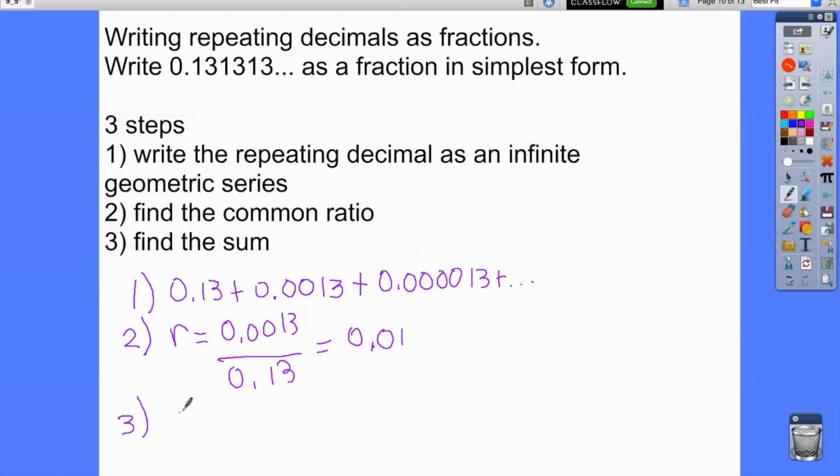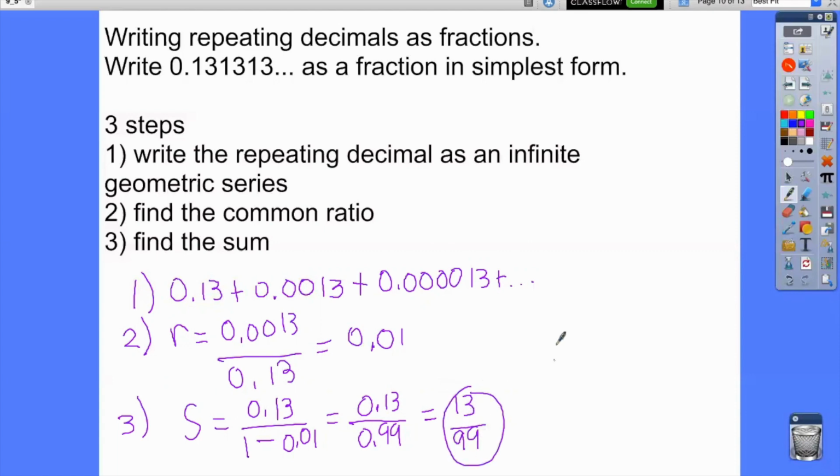If that's the case, we are ready to plug in our information. I'm plugging in our first term in the numerator, and in the denominator, I'm going to plug in the ratio that we found. It appears that our numerator remains 0.13, while our denominator is 0.99. And so if we were to simplify, leave this in the simplest form, the repeating decimal 0.13 is actually 13 over 99 as a fraction in simplest form.